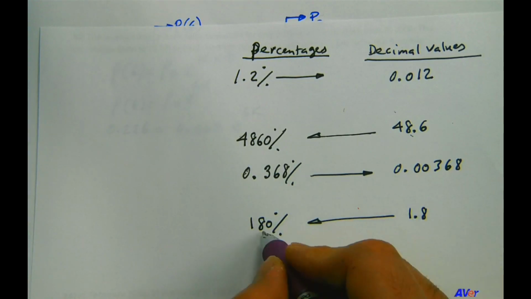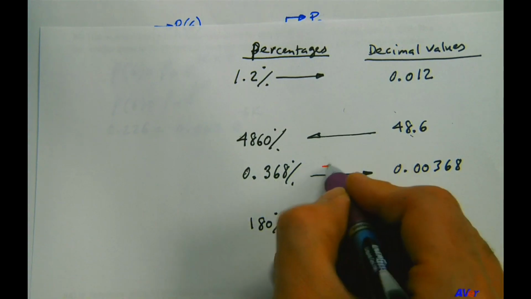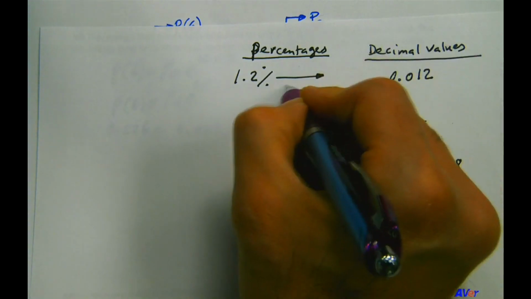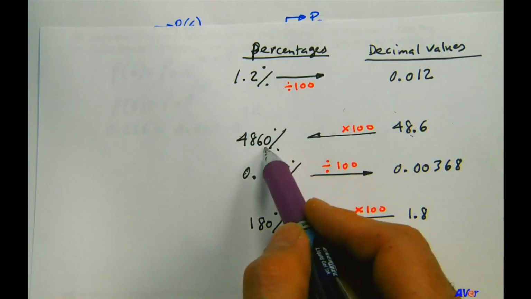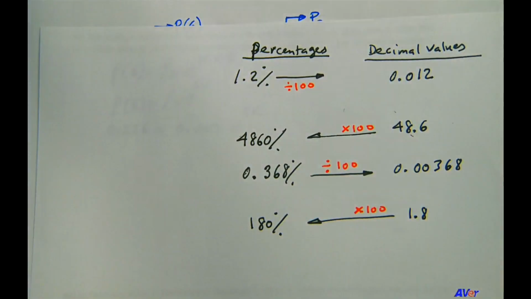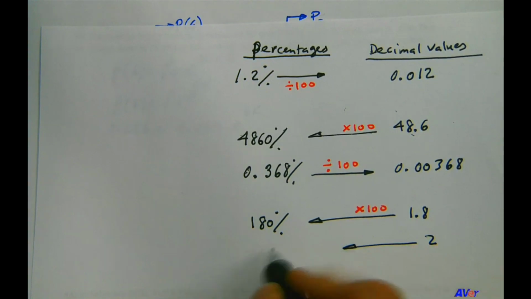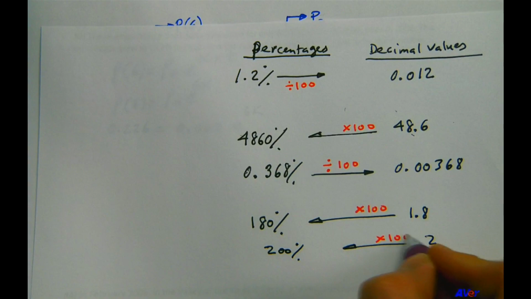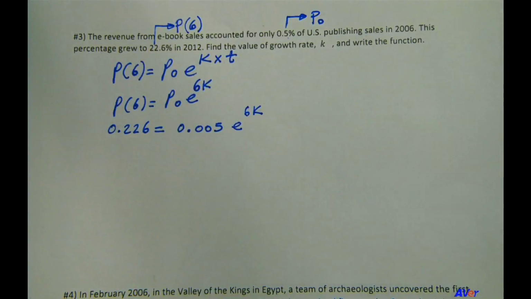When you're going from decimal to percentage, multiply by 100. When you go from percentage to decimal, divide by 100. Again, to go from percentage to decimal, divide by 100. To go from decimal to percentage, multiply by 100, and so on. I hope this is clear. So if you have 2 as a decimal value, that would be 200%. You multiply by 100 to go from this form to percentage form. All right, a quick mention of that topic.